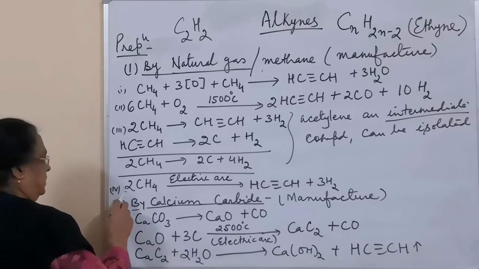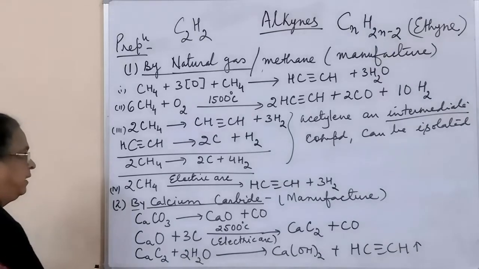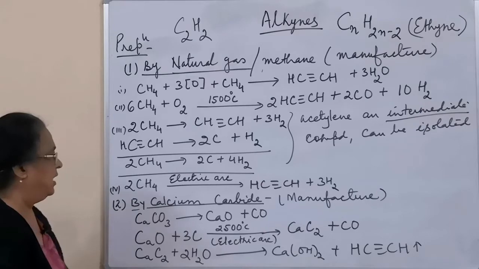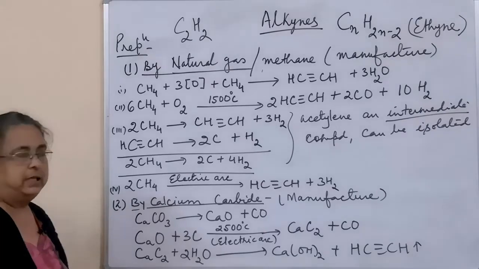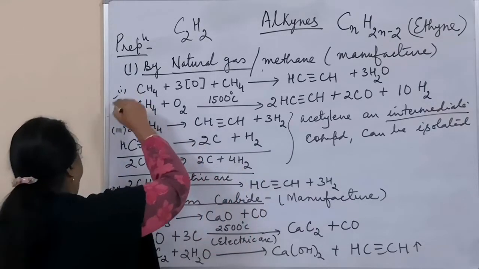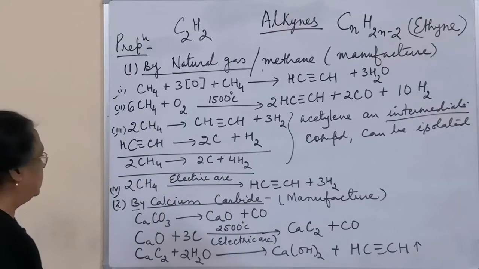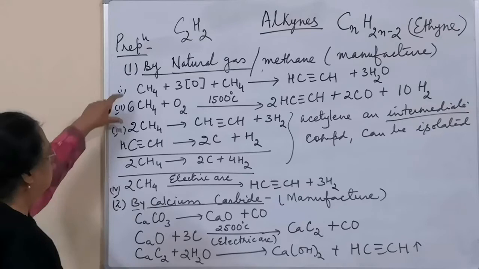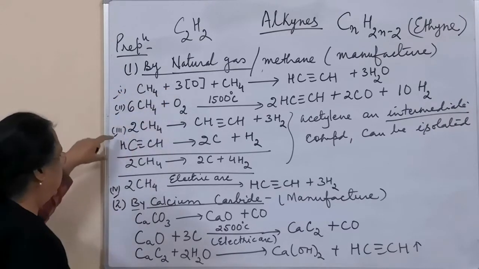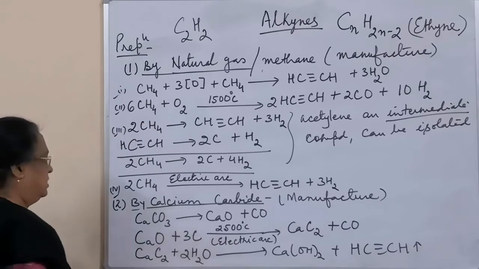Then one more method is there. Methane when heated with an electric arc, not by combustion, but when methane is passed over an electric arc, then we get this. So all these 4 sets of reactions you have to do to get acetylene from methane. Here you see the first 2 reactions when methane and oxygen combine, and the third and fourth reactions when there is no oxygen, direct methane is heated.